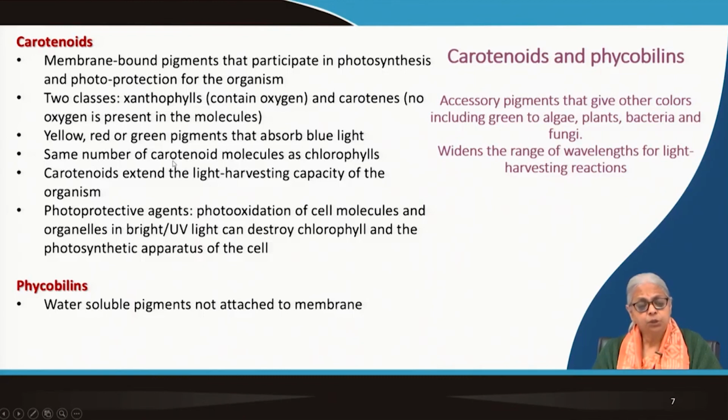In general, the number of carotenoid molecules is equal to the number of chlorophylls, and I've already mentioned all the other points. And then we come to phycobilins. Phycobilins are also similarly pigmented molecules, but they are water-soluble pigments that are not attached to the membrane. So that again extends the capacity of the organism to harvest light energy.